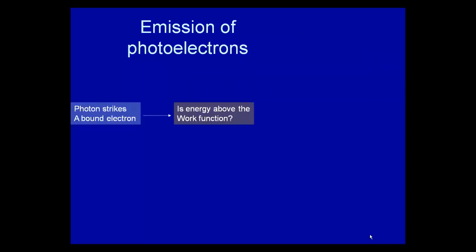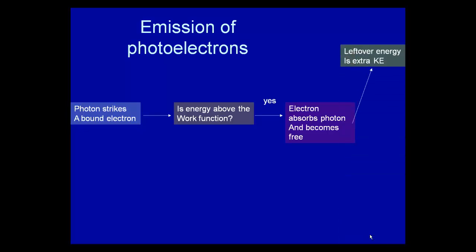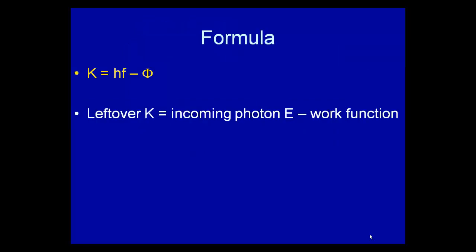So if a photon strikes a bound electron, is the energy above the work function? If the answer is yes, if it's above the work function, the electron absorbs the photon. The photon essentially dies. Its energy is transferred to the electron and it becomes free. If there's leftover energy, you'll have kinetic energy and it'll move. If it's below the work function, the photon is not absorbed and it's going to reflect off the material.